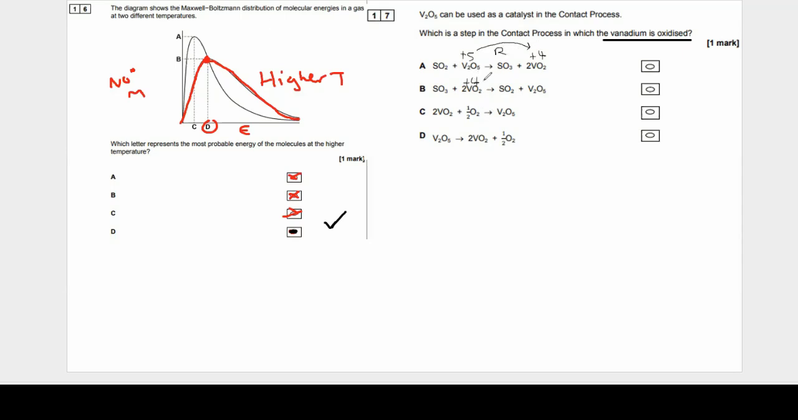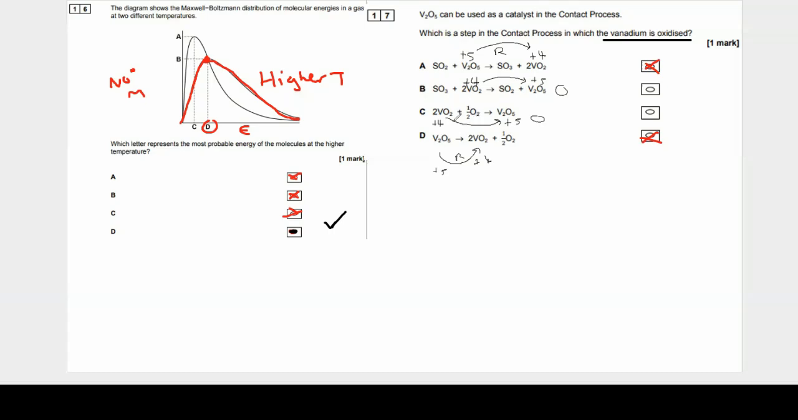It's gaining electrons. So we go +4 to +5 over here. Okay, so that is oxidized. It could be B. And then we look here at C, and that is going from +4, the vanadium, to +5. So it's losing electrons. So that is oxidized. And you just have to know that the vanadium is reoxidized by joining with oxygen. So the answer is C.